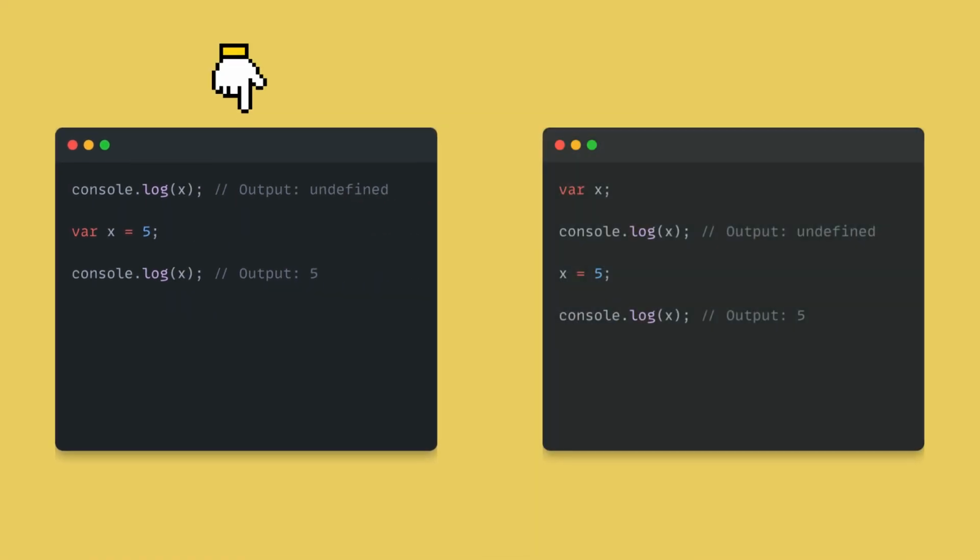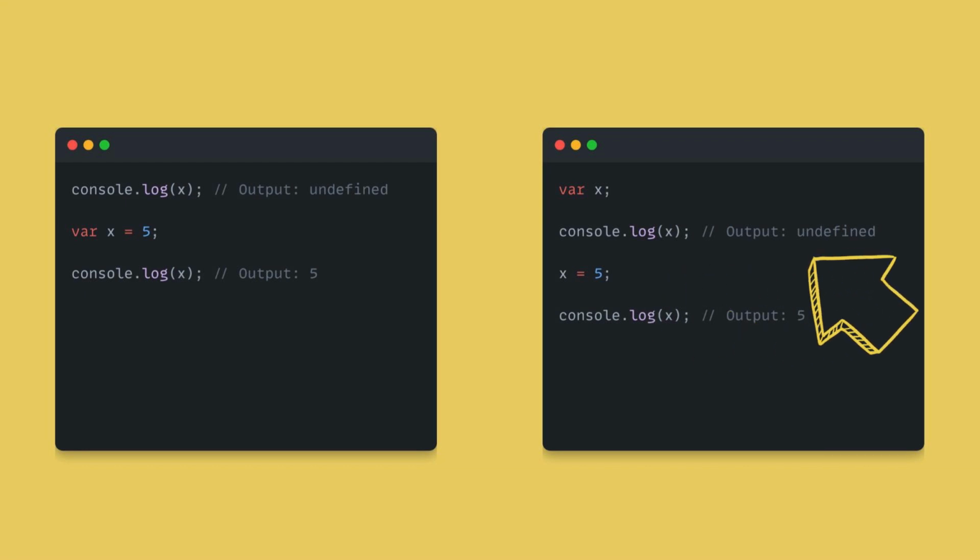For example, this is equal to this. The declaration for x is hoisted. That's why the first console log didn't throw an error. But the assignment x equal to 5 stays in its original place, so the first output is undefined.